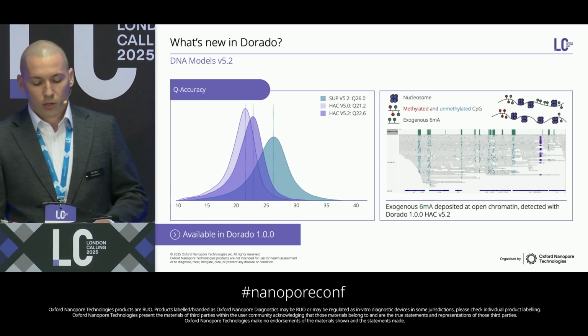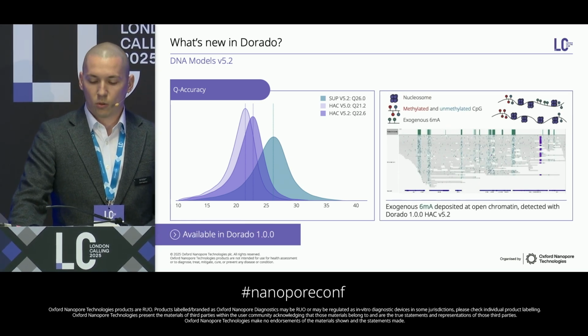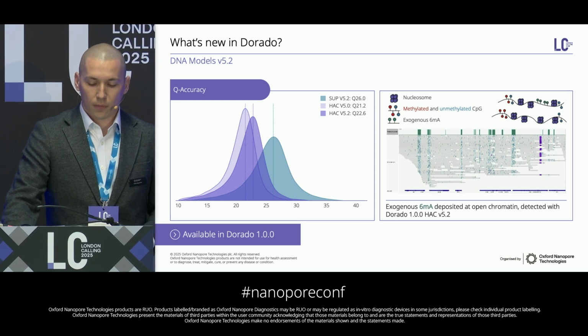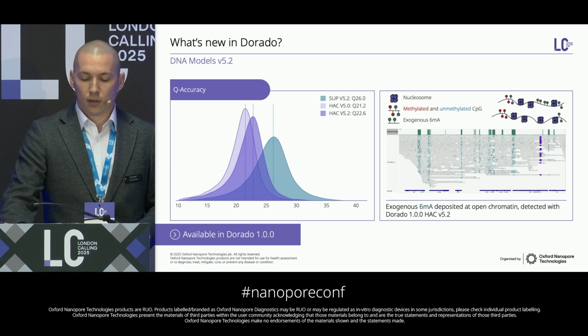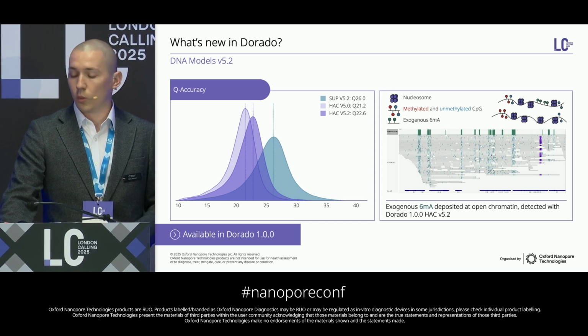In many of the major Dorado releases, we introduced new base calling models, and this release is no different. We're introducing the v5.2 models. Our super accurate model delivers 99.75% accuracy, single pass, that's Q26.